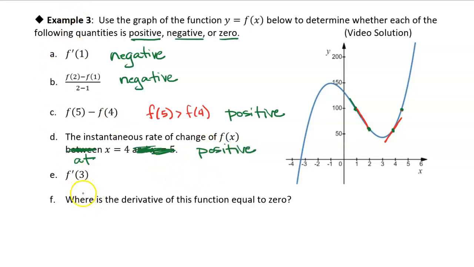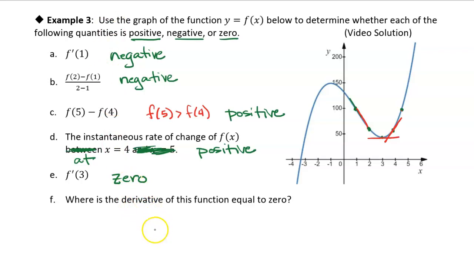Next one is asking about f prime of 3. F prime of 3. So 3, that's right here at the bottom. I want to draw a tangent line at that point, so I'm going to draw a tangent line that kisses the curve at one point. It looks like it's horizontal, right? What is the slope of a horizontal line? The slope of a horizontal line is 0. So this one is actually equal to 0. Remember that the derivative is the slope of the tangent line at that point.